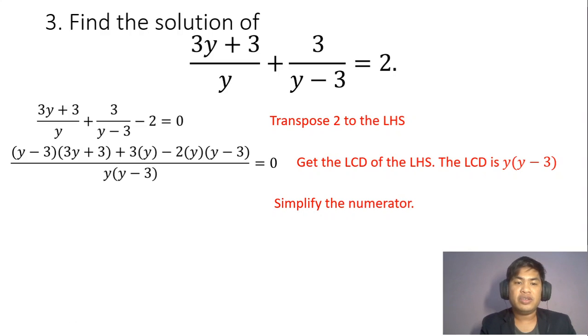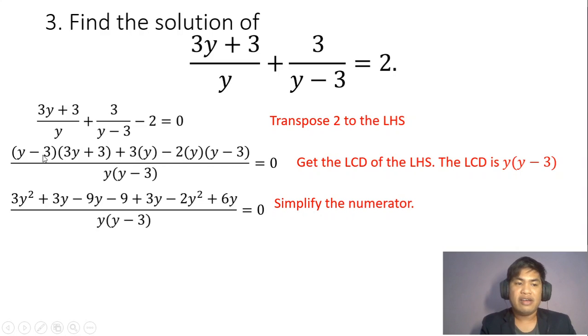Then we need to simplify the numerator by multiplying this expression by this one and this by this one, then you add. So we have y times 3y, 3y squared, plus y times 3 is 3y, minus 3 times 3y is negative 9y, minus negative 3 times 3 is plus 9, so negative 9. Plus, multiply this one: negative 2y times y is negative 2y squared, negative 2y times negative 3 is plus 6y. All over, you copy the denominator, equal to 0.